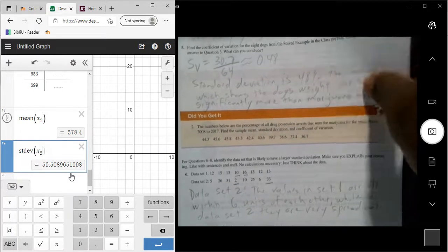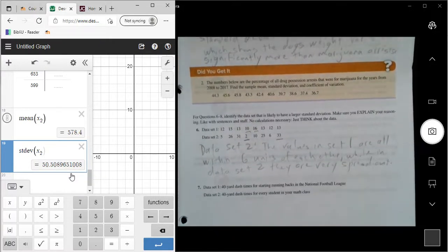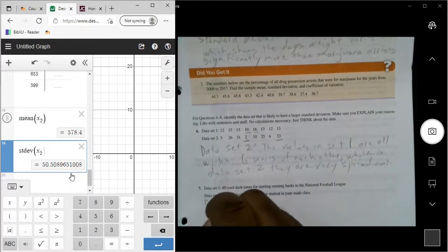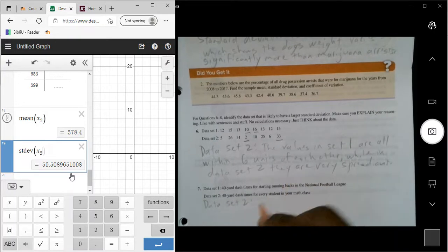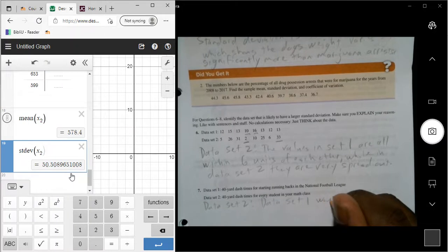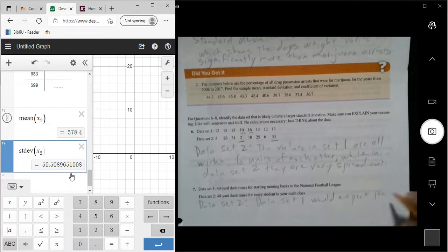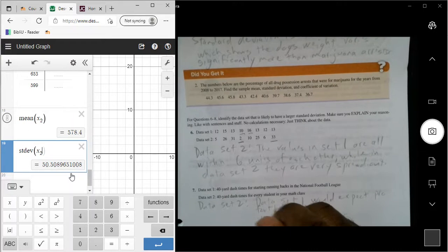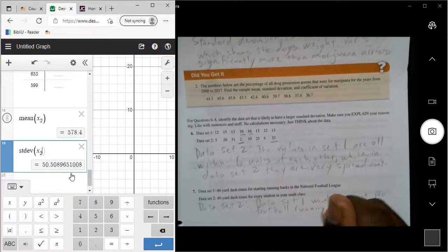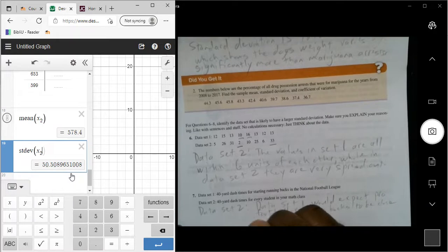Okay, now we come here to number 7. It says data set 1, 40-yard dash times for starting running backs in the NFL. Data set 2, 40-yard dash times for every student in the math class. I would say data set 2, and the reason is for data set 1 we would expect pro football running backs to be close to the same speed.